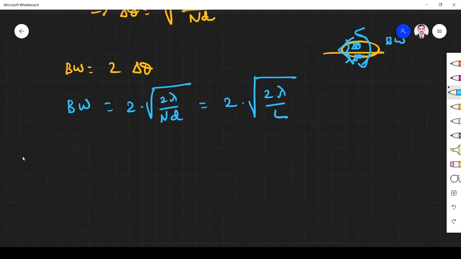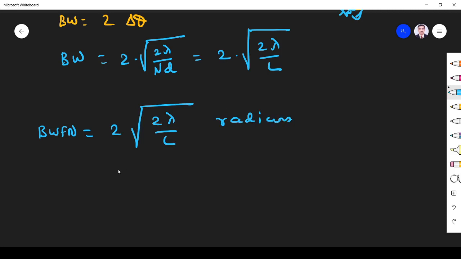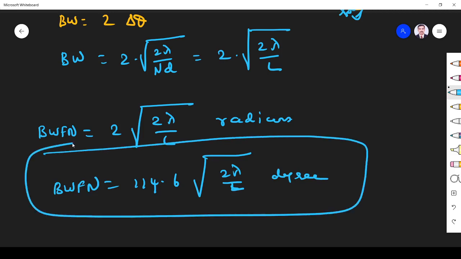So the beam width between first nulls for an end-fire array is given by 2 into 2 root lambda by L radian, please remember. If it is in degrees, multiply by 57.3, so it is 114.6 root lambda by L degree. This is the beam width between first nulls.